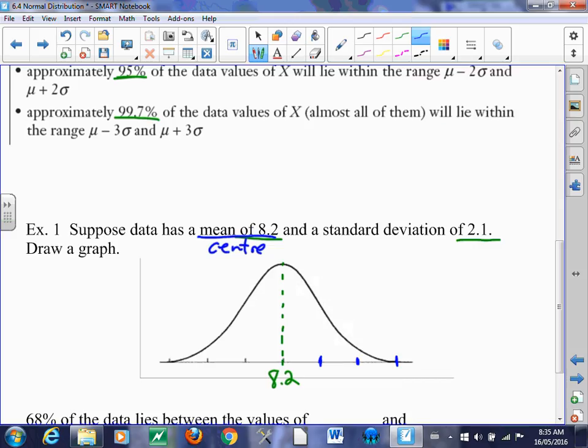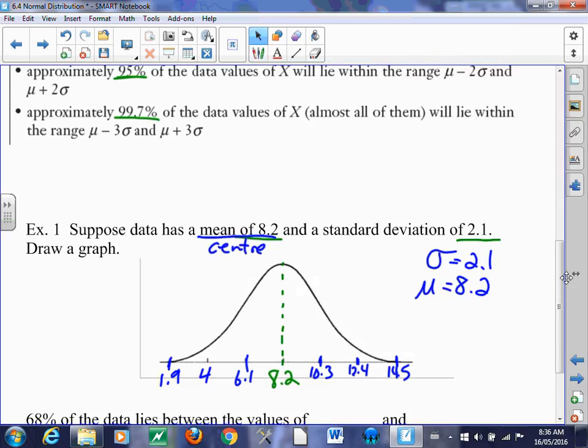So I take 8.2, add 2.1, gives me 10.3. Okay, I add another 2.1, gives me 12.4, and add another 2.1, gives me 14.5. Okay, just remember that standard deviation equals 2.1. Okay, mu equals 8.2. And if you want to find the lower limits here, which you need to do anyway, you take 8.2, subtract 2.1, and that's going to give you 6.1. Subtract another 2.1 gives you 4, and subtract another 2.1 gives you 1.9.